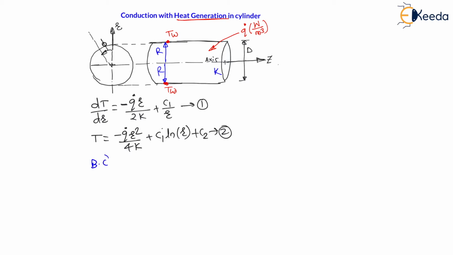The first boundary condition is when small r becomes equal to capital R, that is the extreme surface, and the temperature becomes the wall temperature. Therefore the temperature will be the wall temperature. This will be the first boundary condition.